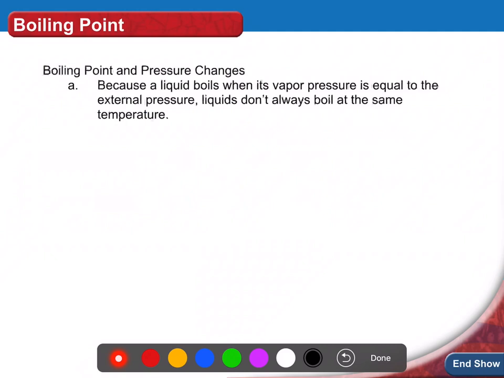So when we say the boiling point of water is 100 degrees Celsius, we just mean at standard temperature and pressure, it's 100 degrees Celsius. On a regular day, is it 100 degrees Celsius? No, not necessarily.